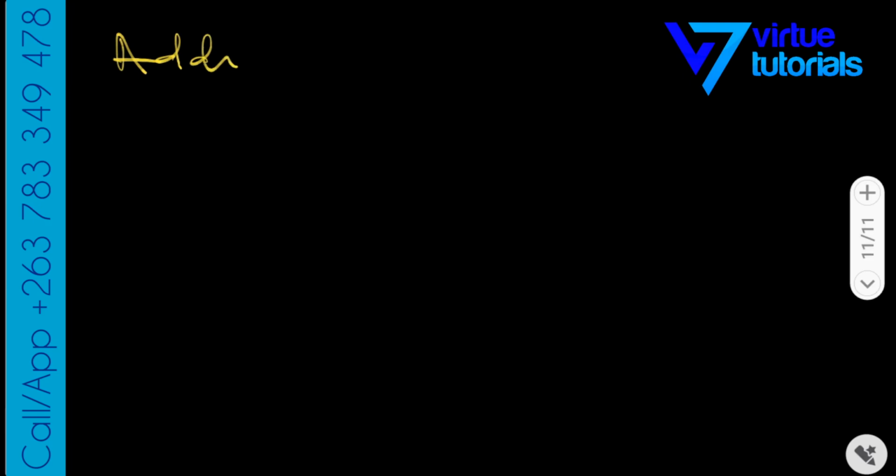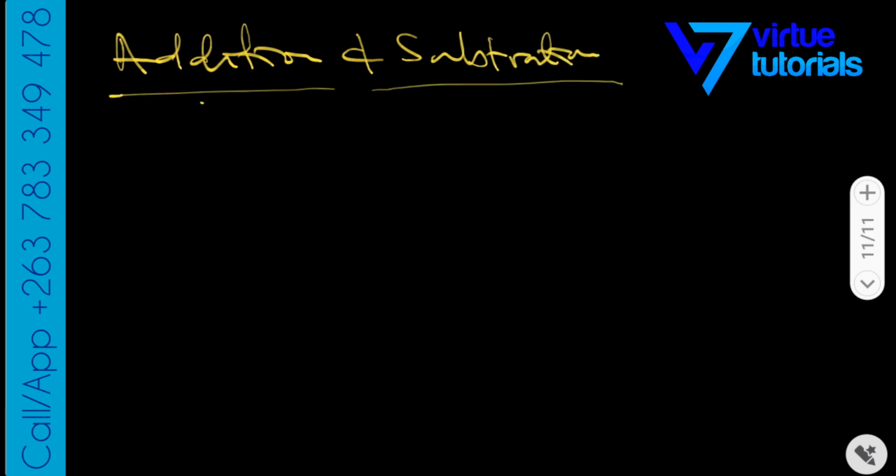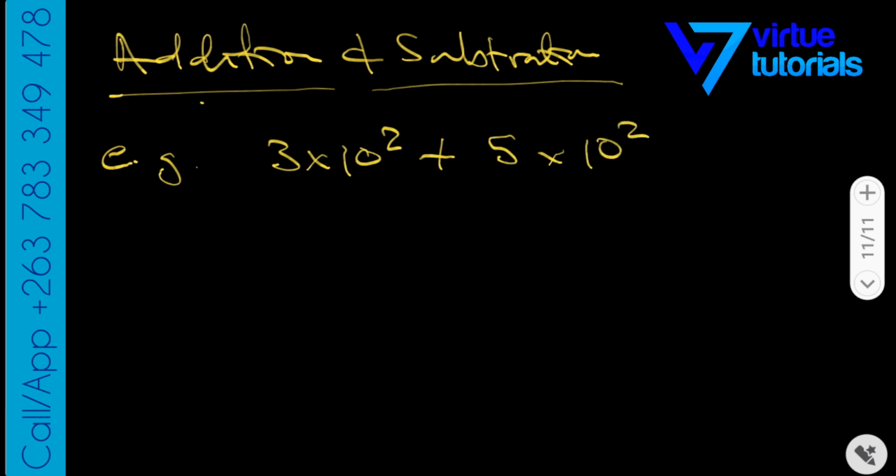Addition and subtraction. Let's look at addition and subtraction for numbers in standard form. For example, we have something like 3 times 10 to the power 2 plus 5 times 10 to the power 2. Now, for these ones, they are quite simple because we know 3 is being multiplied by 10 to the power 2 and 5 is being multiplied by 10 to the power 2.